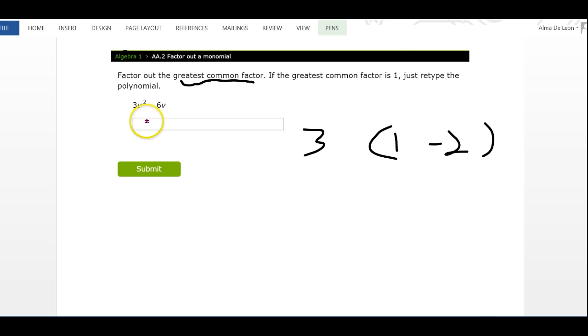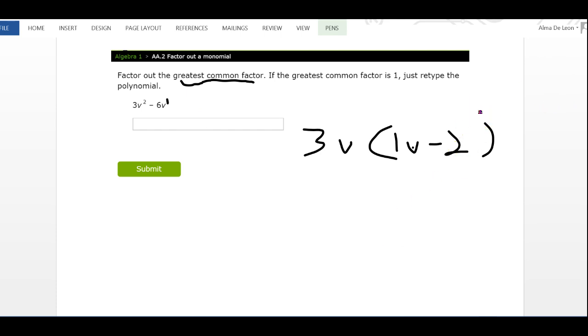Now I have to look at the letters, the V's. What is the biggest number of V's that they have in common? The first term has 2 V's, and the second term has 1 V. So, do they both have 2 V's? No. Do they both at least have 1 V in common? Yes. I'm going to take out a V. If I take out 1 V from the first term, I'm left with 1 V. And if I take out 1 V from the second term, I don't have any more V's.